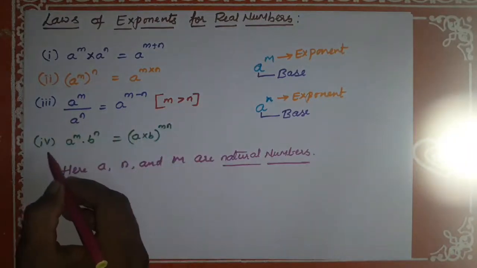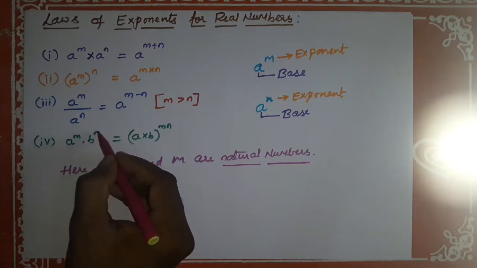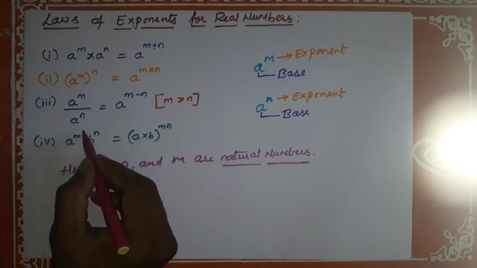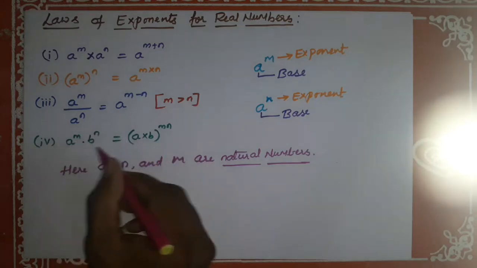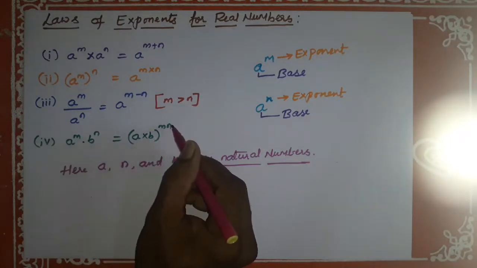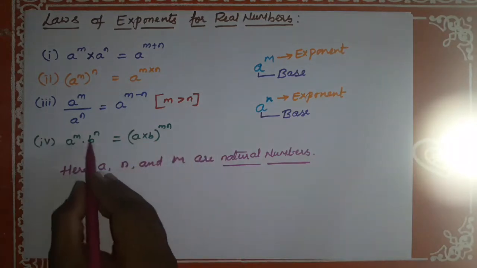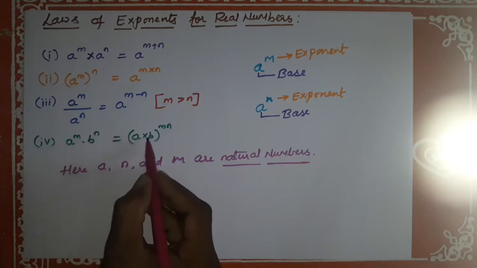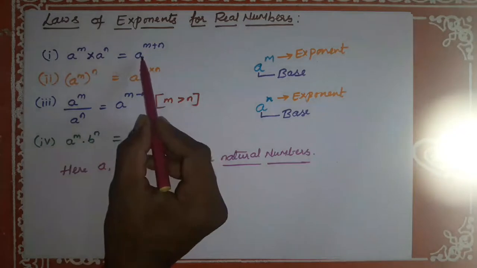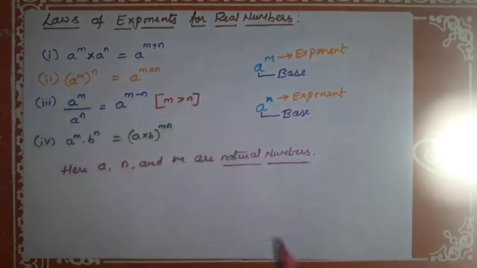And fourth law of exponent: a to the power of m into b to the power of n. Here the bases are a and b, the exponents are m and n, so we should multiply the bases, a into b whole to the power of m into n. We should multiply the exponents. Here bases are different, so we multiply a into b whole to the power of m into n. If bases are the same, we write base a, equal to a to the power of m plus n, as in the first law of exponent.